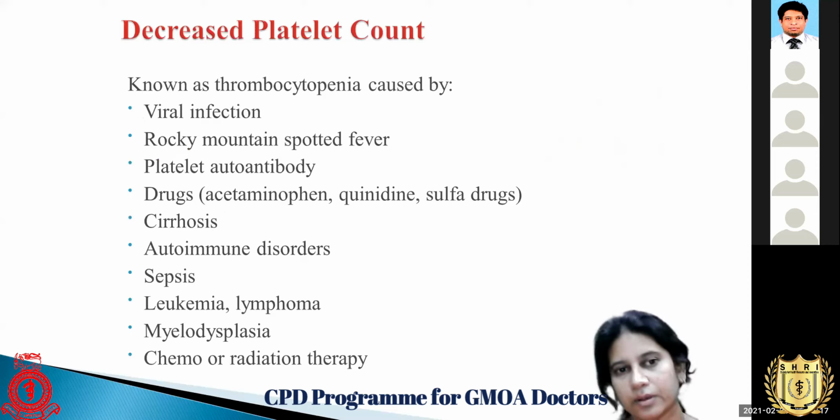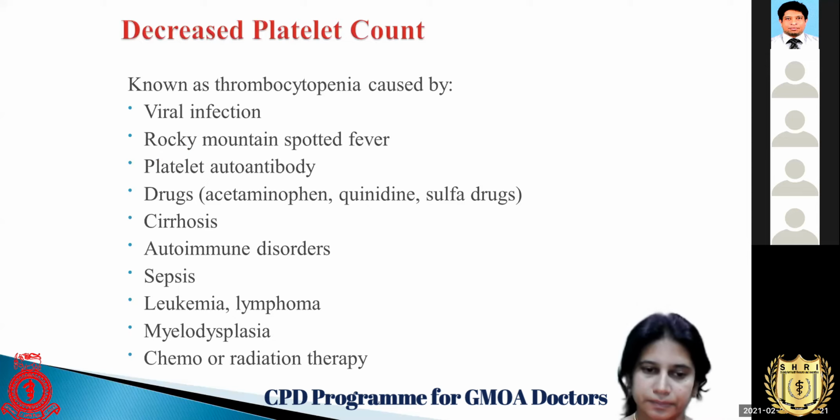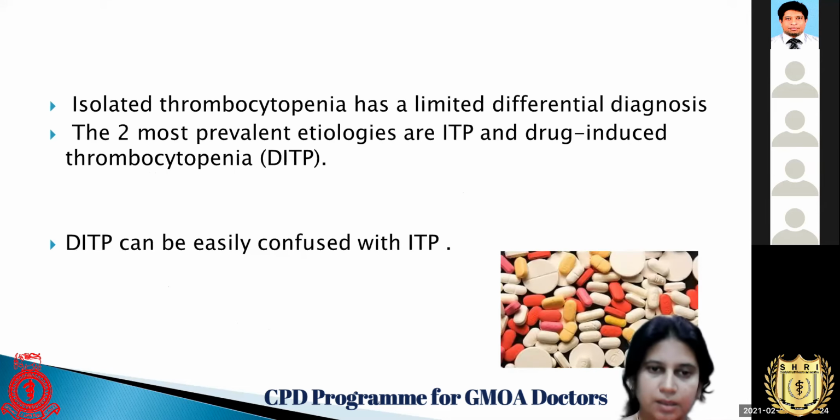So there are a lot of causes for decreased platelet count, starting from viral infection. But I just want to highlight one point. Isolated thrombocytopenia has a limited differential diagnosis. One is ITP, second is drug-induced thrombocytopenia, which is the commonest cause that we are missing most of the time, because it can be easily confused with ITP and sometimes we diagnose drug-induced thrombocytopenia as ITP.